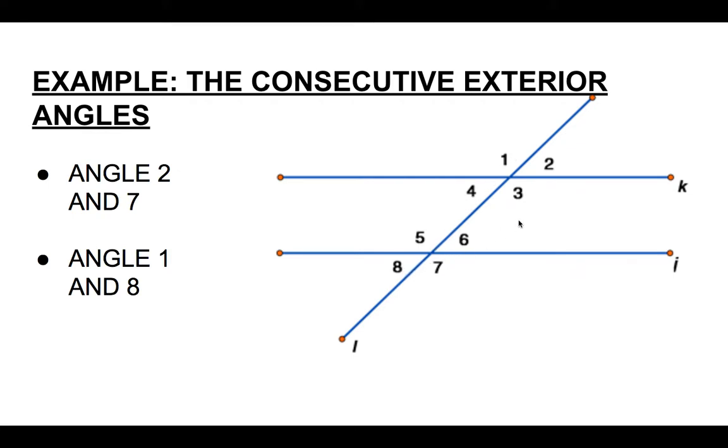So again, 2 and 7, that's outside of line segments K and I, and they're on that same side of the transversal, and the same thing can be said for angle 1 and angle 8.